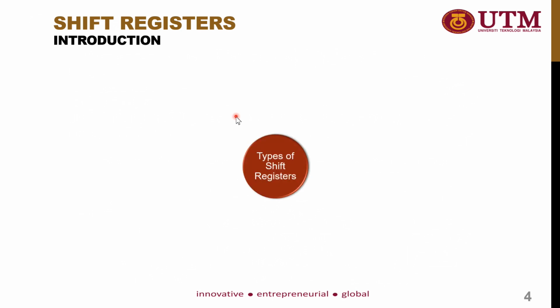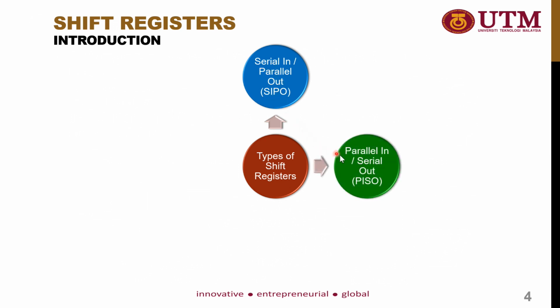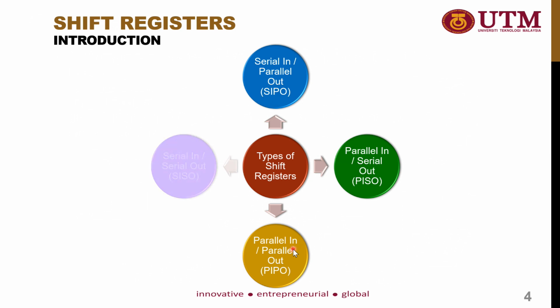Next we'll go through some types of shift registers. There are several types: serial in parallel out, SIPO; parallel in serial out, PISO; parallel in parallel out, PIPO; and serial in serial out, SISO. Today we will go through all these types of shift registers so that you will be able to understand and learn about them.